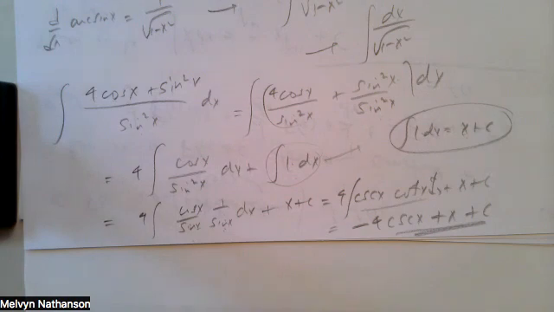When you have complicated looking integrals, the first thing you try to do, it's not always possible, is to simplify the problem and see if you can get a solution. Let's look at some more examples.